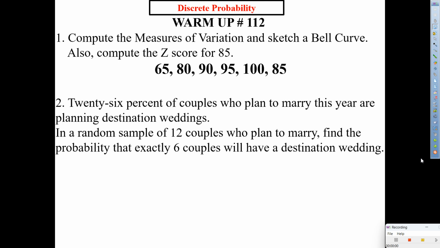Welcome back to another exciting day in mathematics. Whoop, whoop. Warm up 112 should come up on your screen. You do need a calculator for sure. Get started, please.